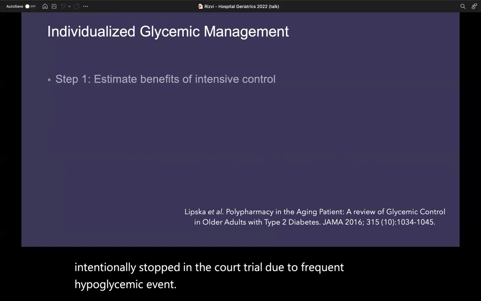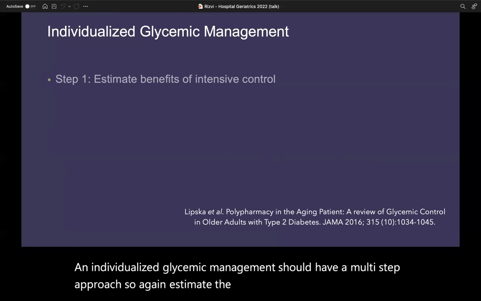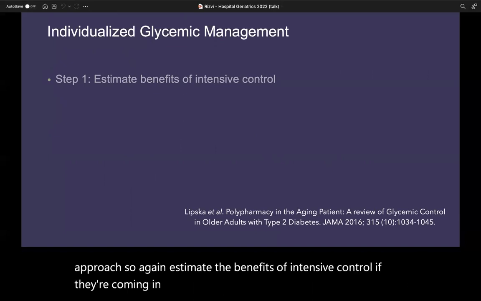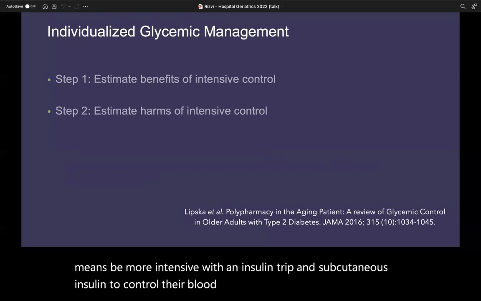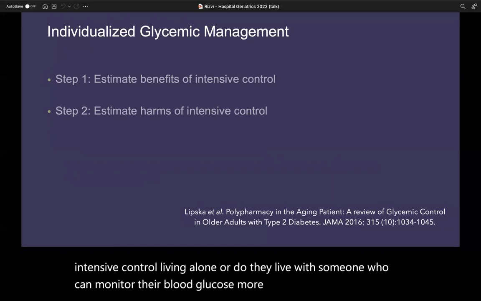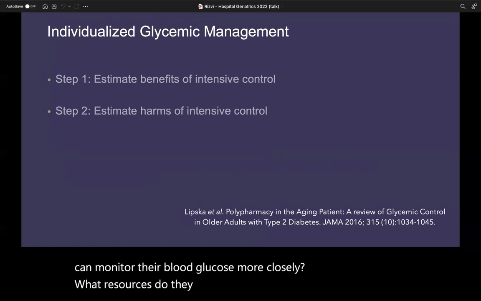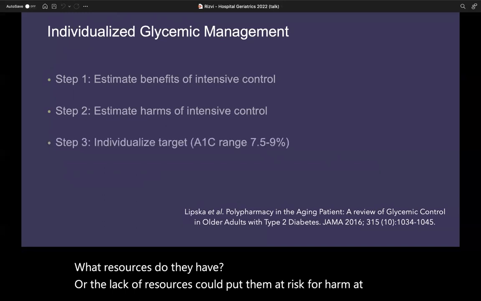So an individualized glycemic management should have a multi-step approach. First, estimate the benefits of intensive control. If they're coming in with a hyperosmolar non-ketotic state, then by all means be more intensive with an insulin drip and subcutaneous insulin to control their blood glucose. Then estimate the harms of intensive control. Are they living alone, or do they live with someone who can monitor their blood glucose more closely? What resources do they have? The lack of resources could put them at risk for harm at home if they're by themselves.